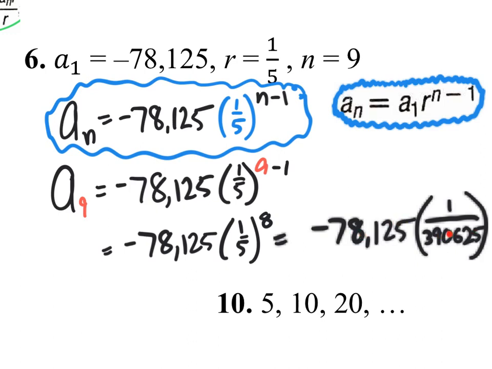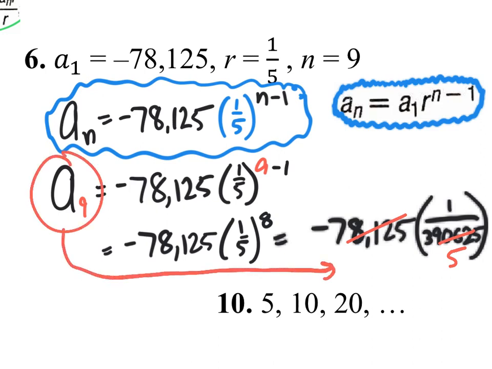78,125 will go into this one 5 times. So in other words, this cancels with that. There's a 5 left over. So your final a sub nth term is negative 1/5. Okay. So again, this was a sub 9. So that 9th number on the list will be negative 1/5.